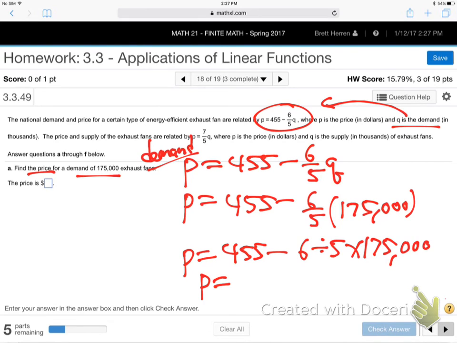Yeah. I don't like it when they do this. I'll try not to do this to you on the test. See, they say Q is the demand in thousands. It's that little phrase, in thousands, which means I plug in 175 and not the zeros. They're saying it's already in thousands. We got enough to worry about without them playing those games.